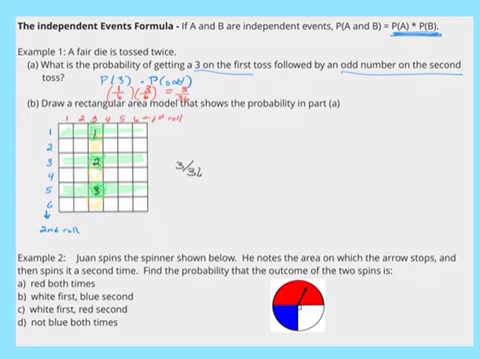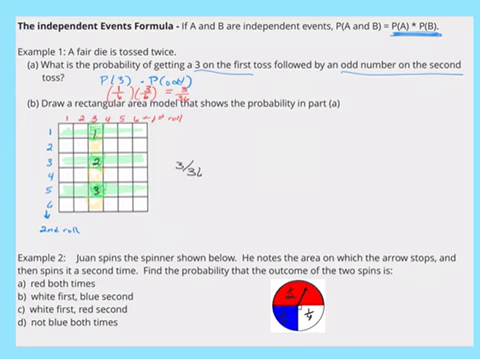Here we have Juan spins a spinner, shown below. He notes the area on which the arrow stops, and then spins a second time. Find the probability that the outcome of the two spins is both reds. Okay, so first we need to figure out the probabilities in this particular picture here. We know that the white is taking up a quarter of the circle space, the blue is taking up a quarter of the circle space, and the red is taking up half of the circle's area.